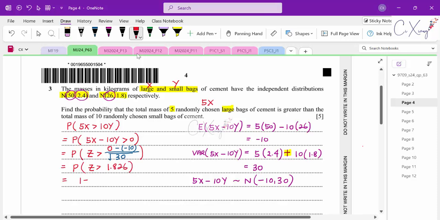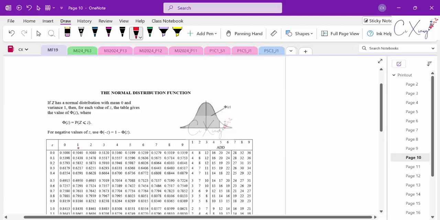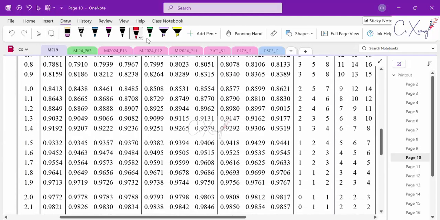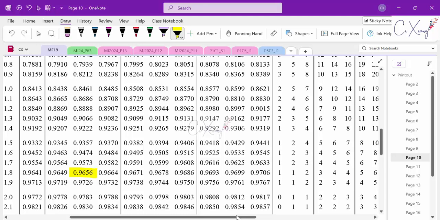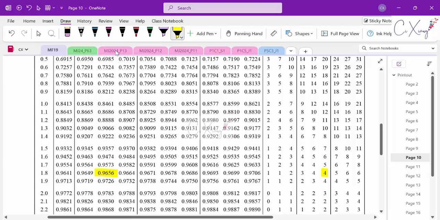Then take 1 minus the probability of z smaller than 1.826, because in the table we can find out z smaller than 1.826 only, right? Okay, so you go to the table looking for 1.82. 1.82 is this one, and then you have to add 6. 6 is where? This is a 6. So that means you have to take 9656, add a 4 at the last digit. So 9656, if you add a 4 at the last digit here, you have 9660.